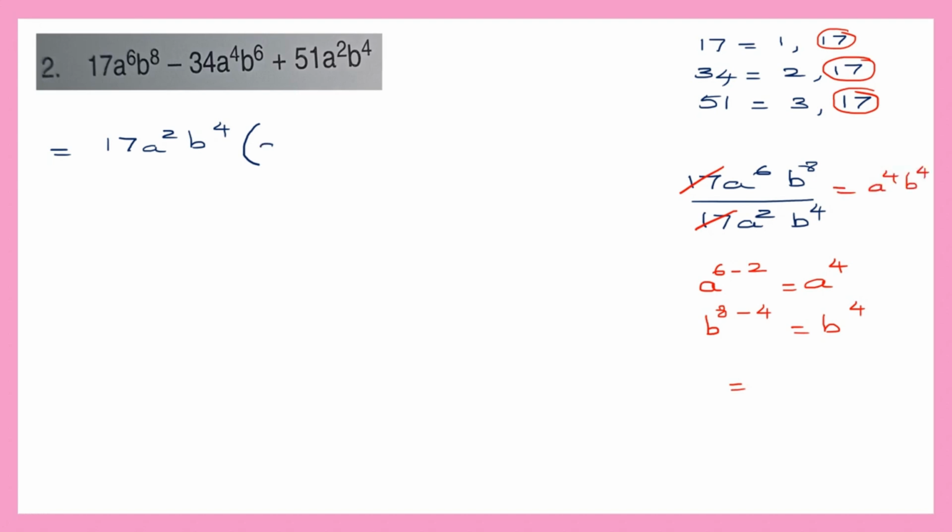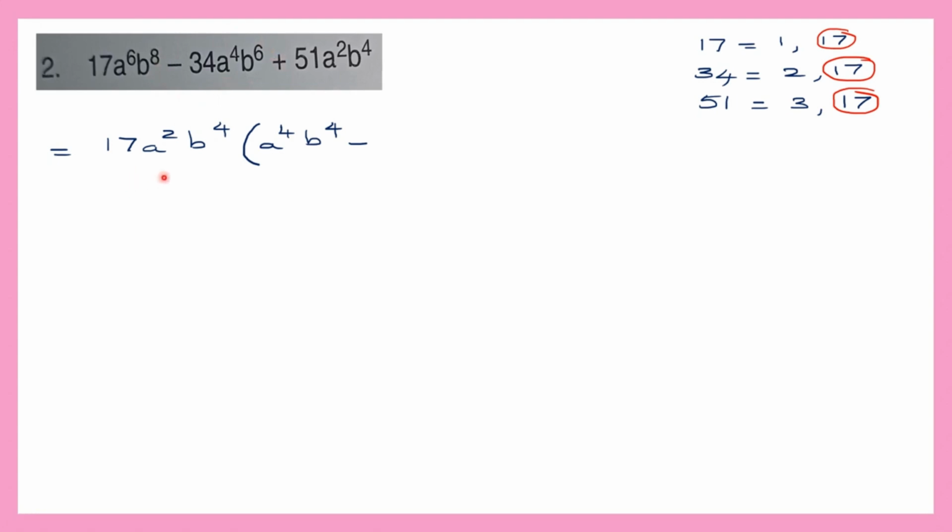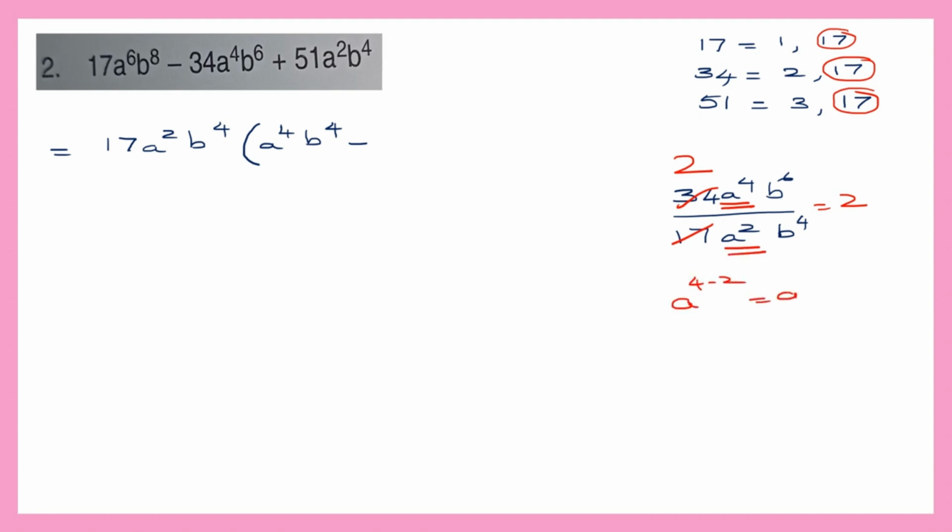So let's write that, a to the power of 4 and b to the power of 4 minus, now we take the second term and divide it by this. So let's take the second term, 34 a to the power of 4 b to the power of 6 by the common factor, which is 17 a square b to the power of 4. Now 17 and 34, 17 twos are 34. So the number is 2. Now let's take a to the power of 4 and a to the power of 2, that is a to the power of 4 minus 2, which is a to the power of 2. Let's write it here, a to the power of 2. Now let's take b to the power of 6 and b to the power of 4. b to the power of 6 minus 4, which is b to the power of 2. So here we have b to the power of 2. So let's write it there, 2a square b to the power of 2.